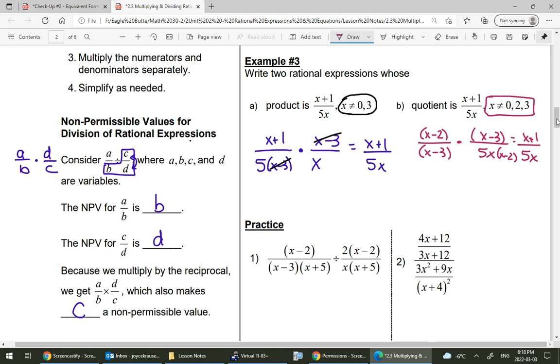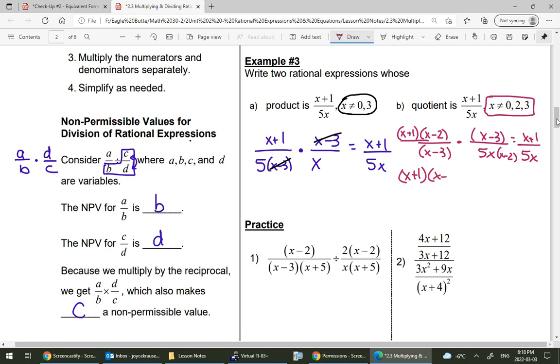Oh, I am missing an x plus 1. So I need to put an x plus 1 in there. So I'll put that right here. So I've got my x plus 1, these will cancel, and there I'm good. Now that is a multiplication statement, but it's asking me for a quotient. So I'm just going to rewrite it the other way.